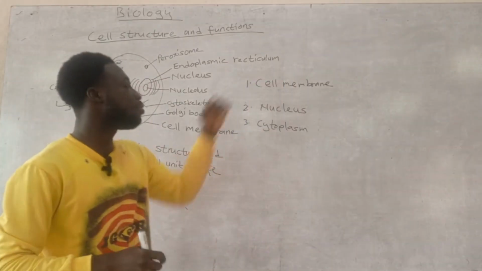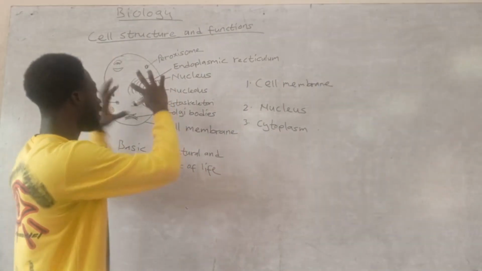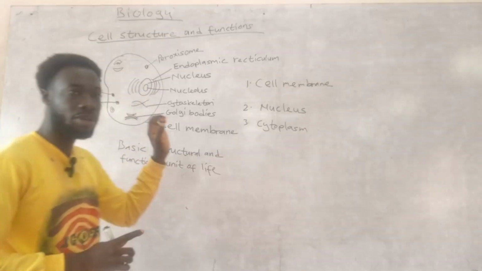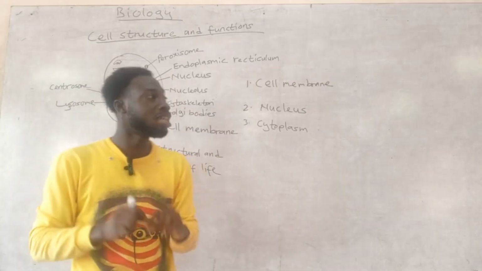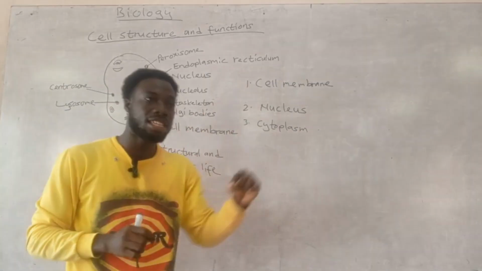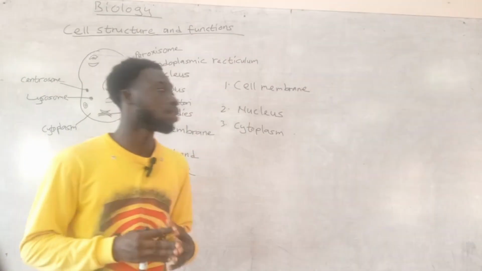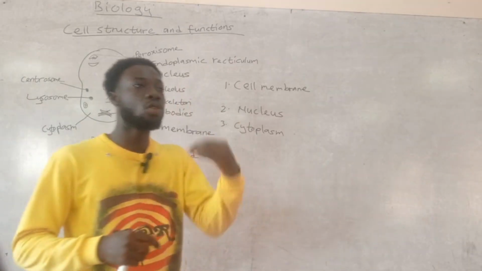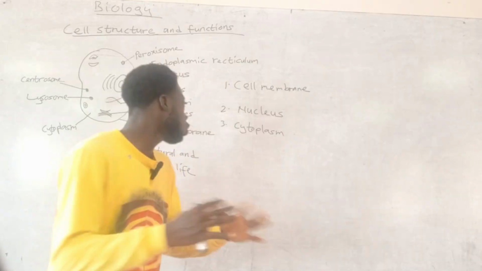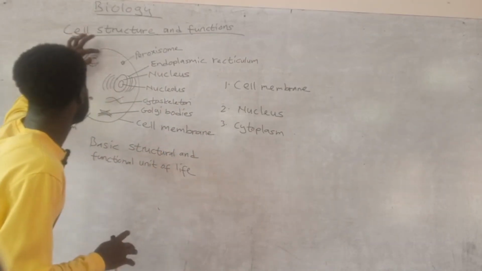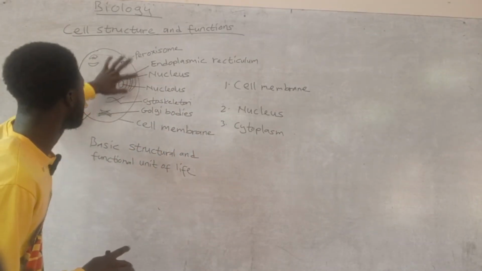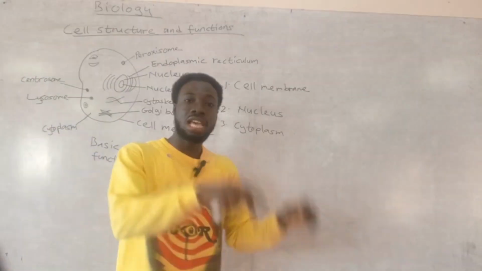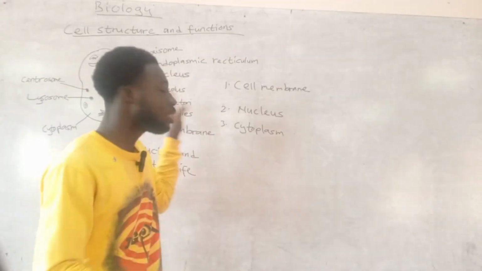Now, let's take the cell membrane. When you take the cell, the outer boundary of the cell is the cell membrane. Now, what does it do? The cell membrane serves as a gate. The function of the cell membrane is that it serves as a gate in which substances get into the cell and also substances get out from the cell. So it serves as a channel or gate in which substances get into the cell and also get out from the cell through this channel.